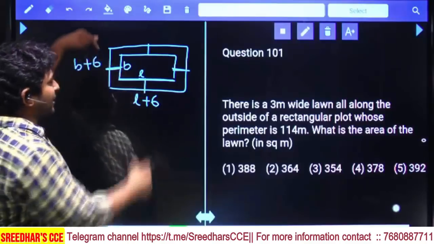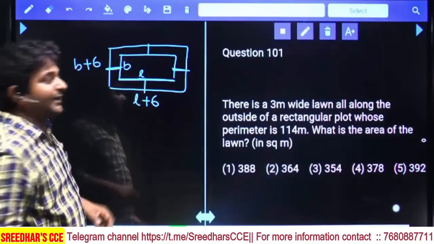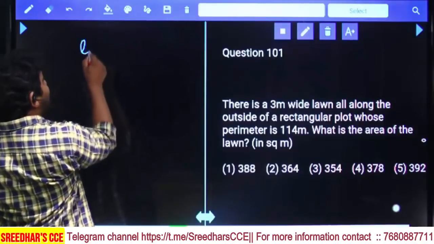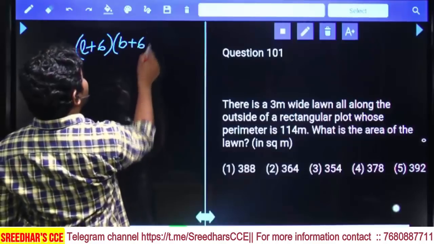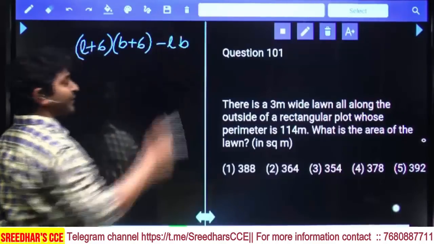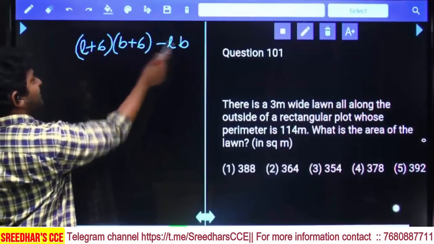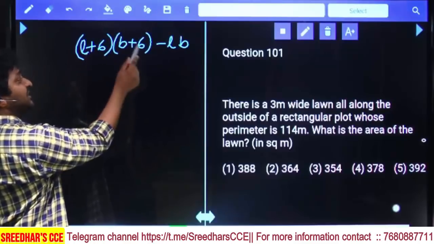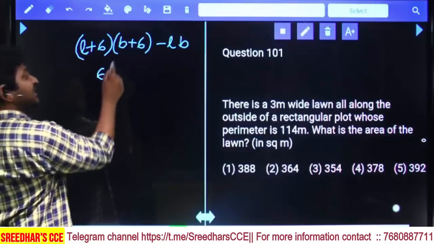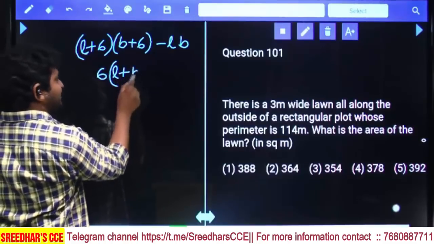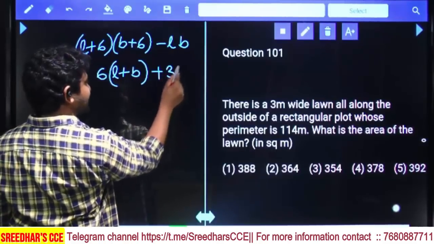Lawn area is equal to outer rectangle area minus inner rectangle area, that is (L plus 6) into (B plus 6) minus the inner rectangle area, length into breadth. LB gets cancelled. Again we have 6L plus 6B plus 36. That I will write as 6 times (L plus B) plus 36.